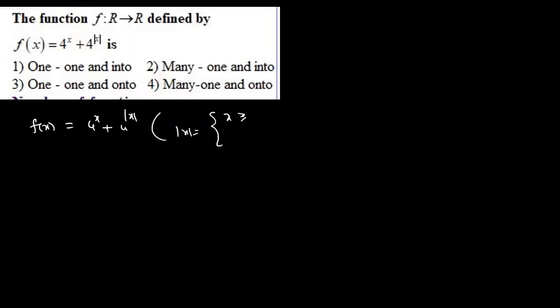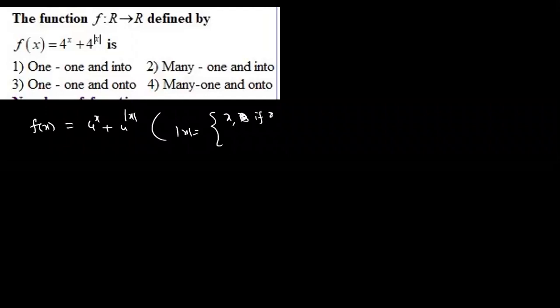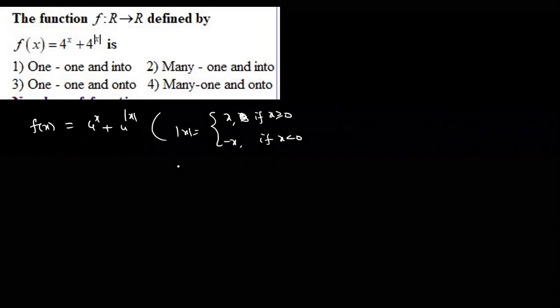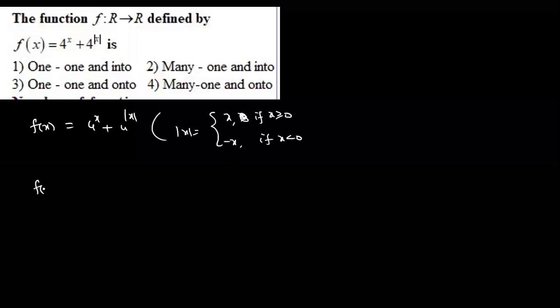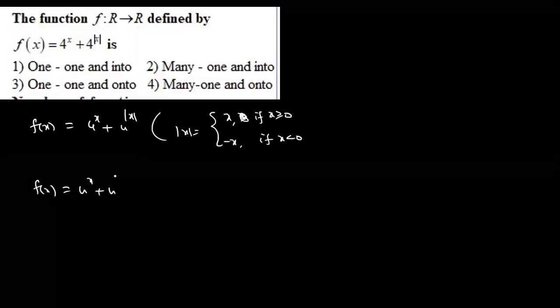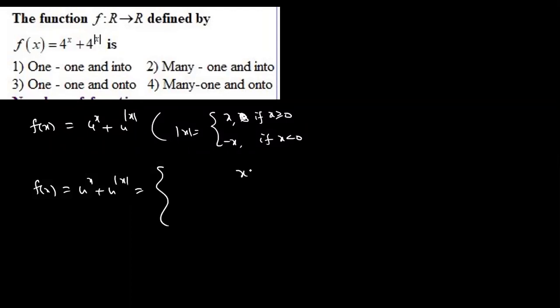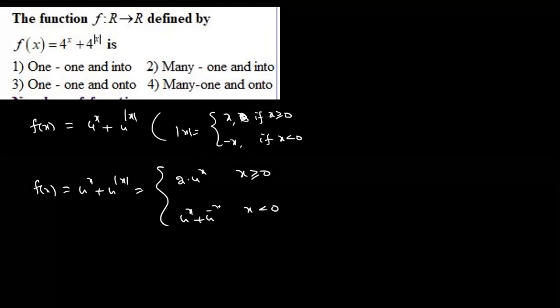Yes, students, see. First of all, f of x is 4 power x plus 4 power mod x. What is the meaning of mod x here? It is x if x is greater than or equal to 0, and minus x if x is negative. Clear? So how to define this? f of x is equal to 4 power x plus 4 power mod x. For x greater than or equal to 0, it is repeated 2 times, 4 power x. For x negative, what?